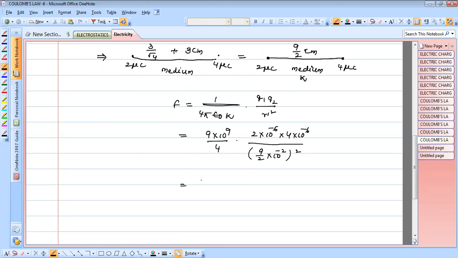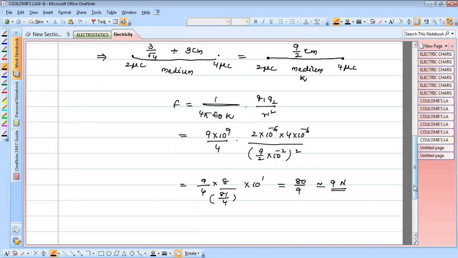Now this 9 by 4 into 2, 4 is 8. In denominator this is 81 by 4 into 10 power minus 4, whole square. Powers: 10 power 9, 10 power minus 6, 10 power minus 12. The minus 4 goes to the numerator, plus 4, 9 plus 4 is 13, minus 1. So again you got an answer 80 by 9, close to 9 Newton.